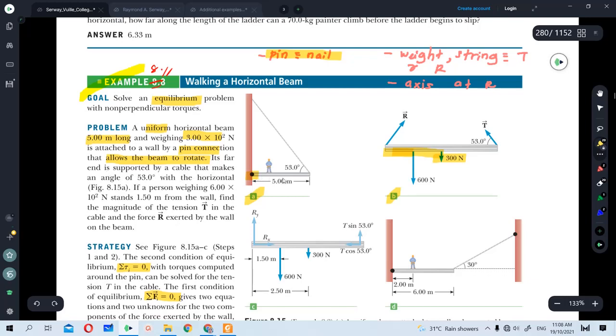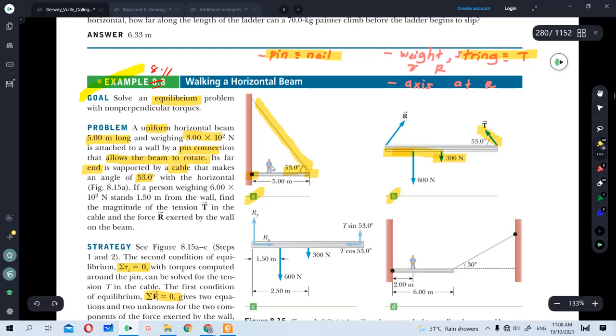It is shown here as well that the end here is supported by a cable. Now since this is a cable, which is quite similar to the concept of a string, when it's taut, maka ada tension. So we find that the direction of the tension is in the same direction as the string and away from the object. We have the angle given here as 53 degrees with the horizontal as in the figure.